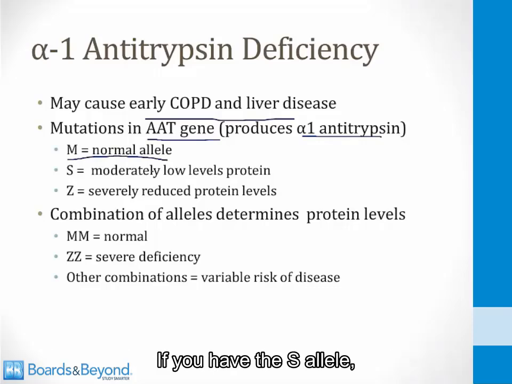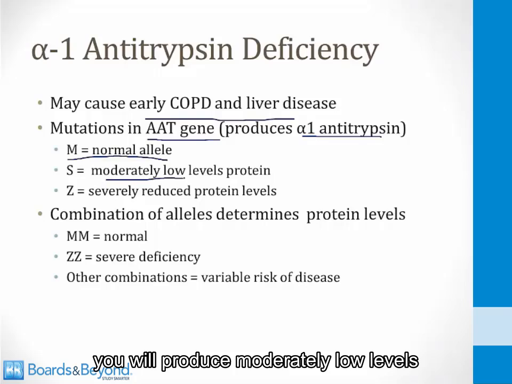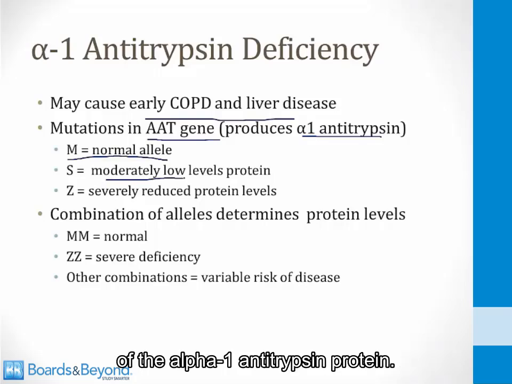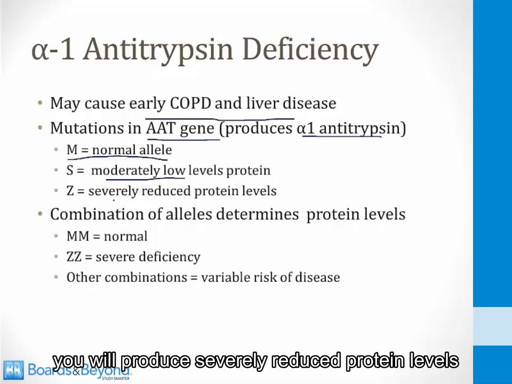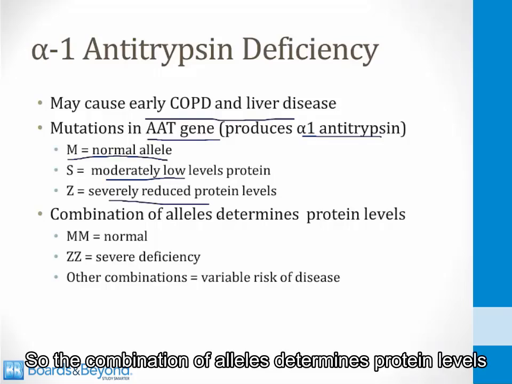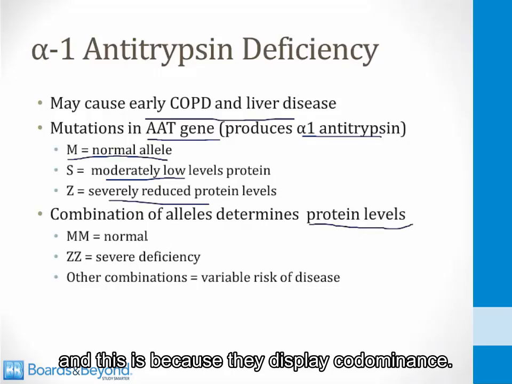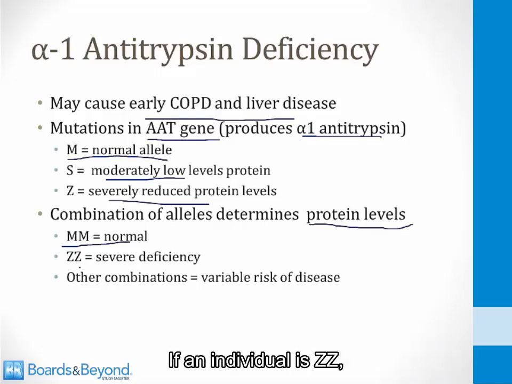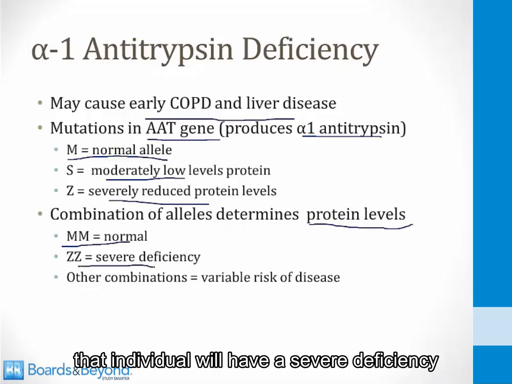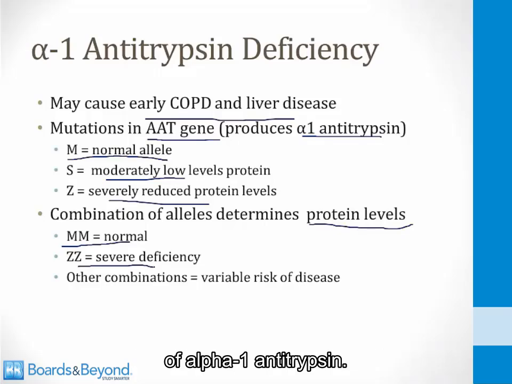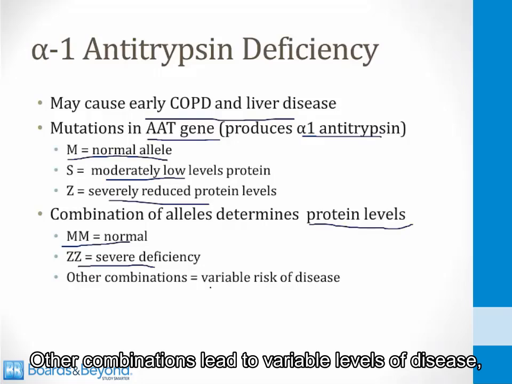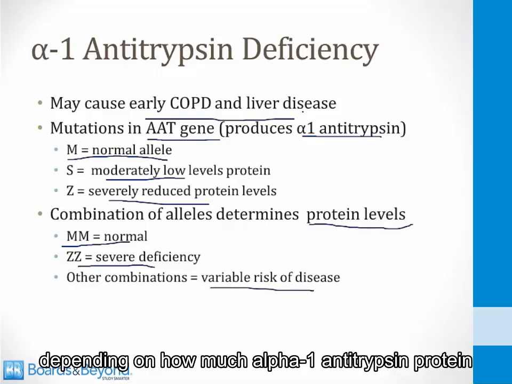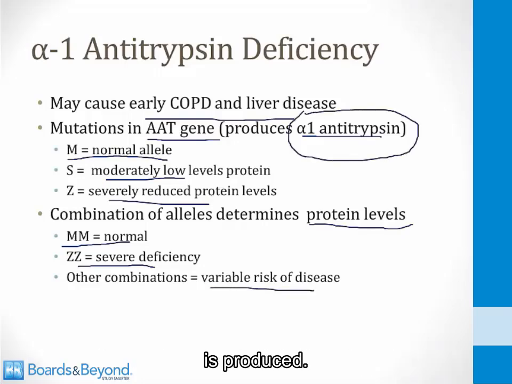If you have the S allele, you will produce moderately low levels of the alpha-1 antitrypsin protein. If you have the Z allele, you will produce severely reduced protein levels of alpha-1 antitrypsin. So the combination of alleles determines protein levels, and this is because they display codominance. So if an individual is MM, that individual will be normal. If an individual is ZZ, that individual will have a severe deficiency of alpha-1 antitrypsin. Other combinations lead to variable levels of disease depending on how much alpha-1 antitrypsin protein is produced.